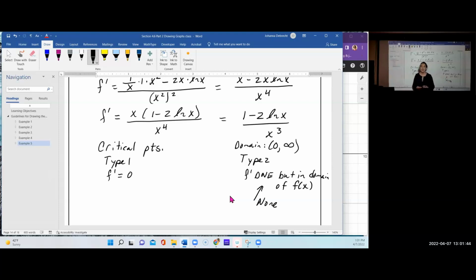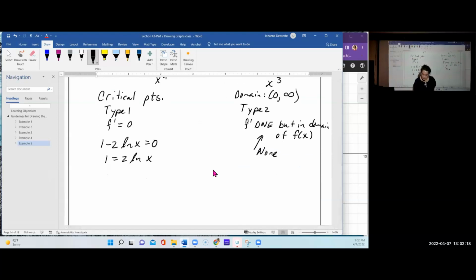They're pretty rare. They only typically come up when we have radicals or roots in the numerator. And then when we take the derivative, we get a radical or root in the denominator, which was not there originally. That will create definitely a type 2. So now we're looking at type 1s, which is the numerator equal to 0. So we have 1 minus 2 natural log of x equals 0, which means 1 equals 2 natural log of x, or natural log of x equals 1/2.